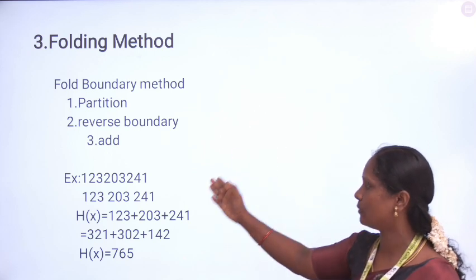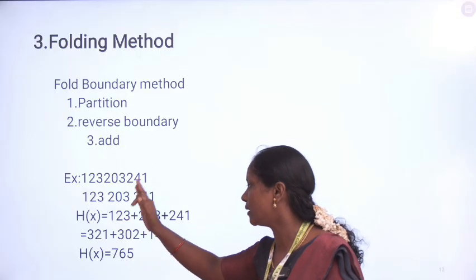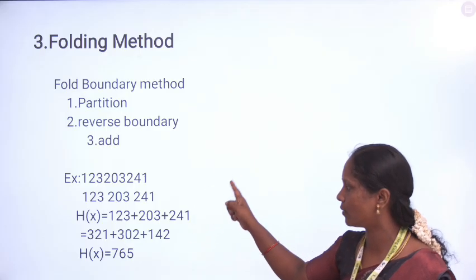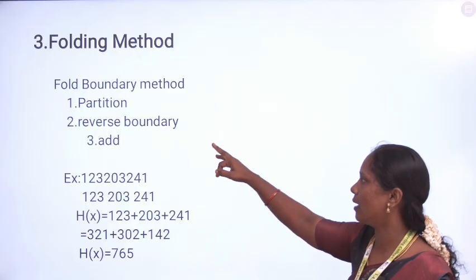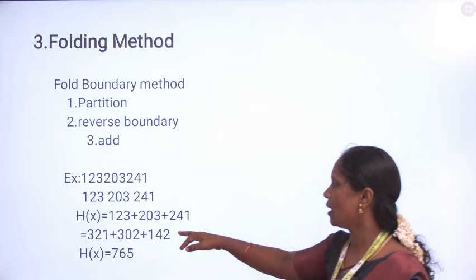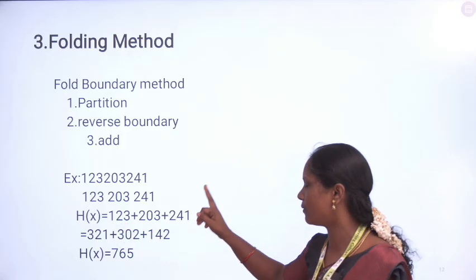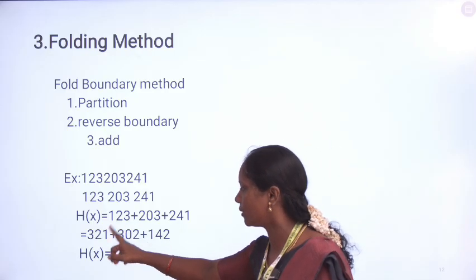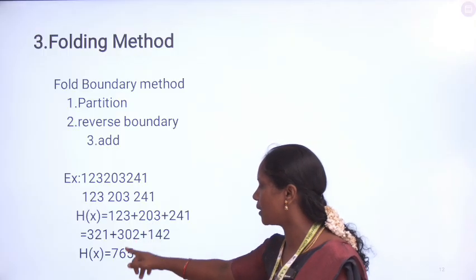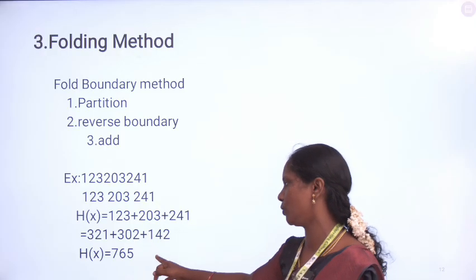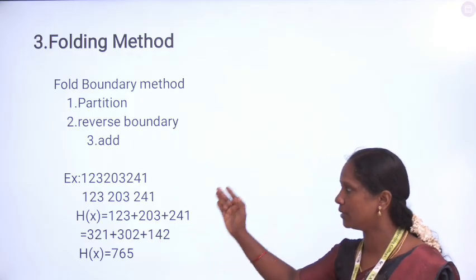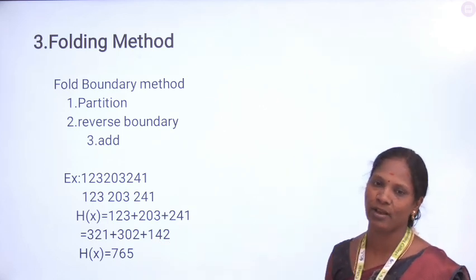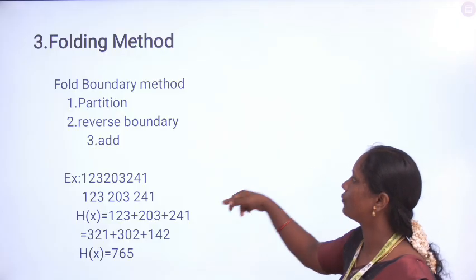First we partition the value into three partitions: 123, 203 and 241. After that we reverse the boundary, which means we reverse those partition values. So 123 reversed is 321, 203 reversed is 302, and 241 reversed is 142. Finally we add these three values, and the result is 765. This is our hash key value, and this is the fold boundary method.